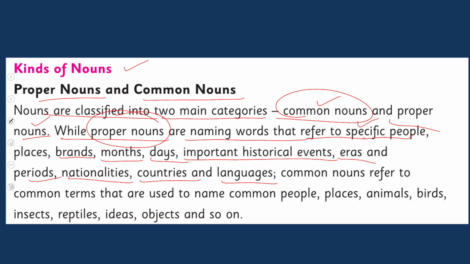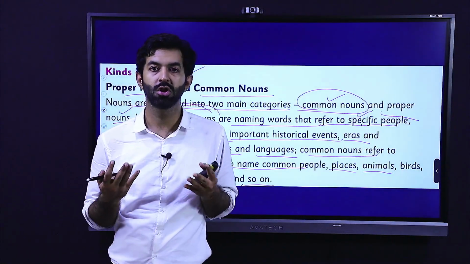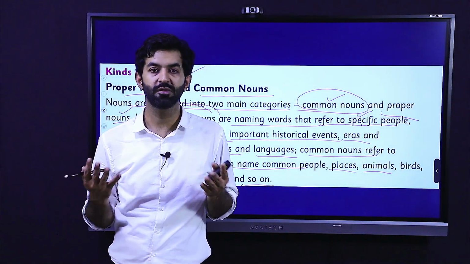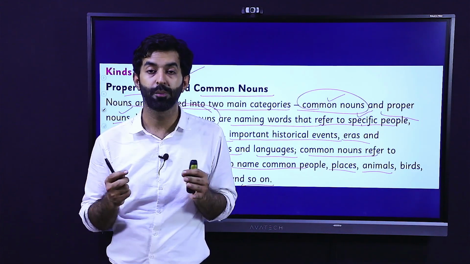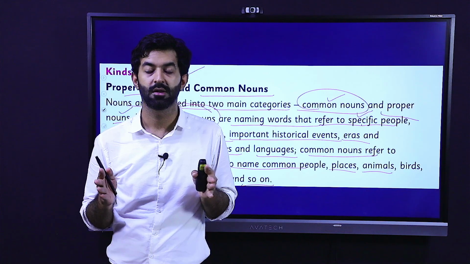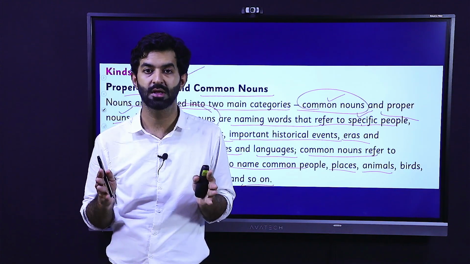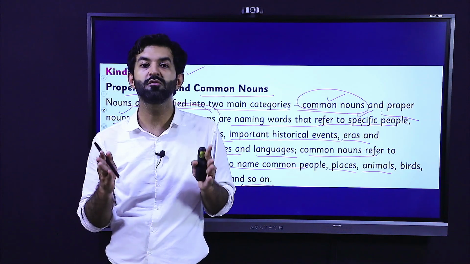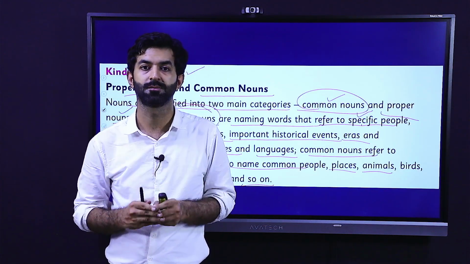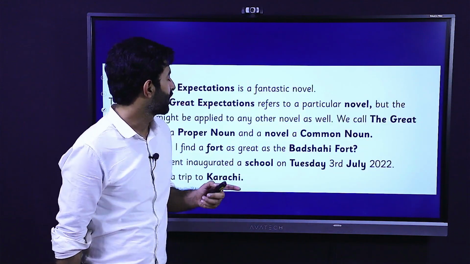On the other hand, common nouns refer to common terms that are used to name common people, places, animals, birds, insects, reptiles, ideas, objects, and so on. Like school, boy, girl, fan, all of these are common nouns. But Pakistan, the name of this country, is a proper noun because we are referring to a specific place. All right, let's move on.